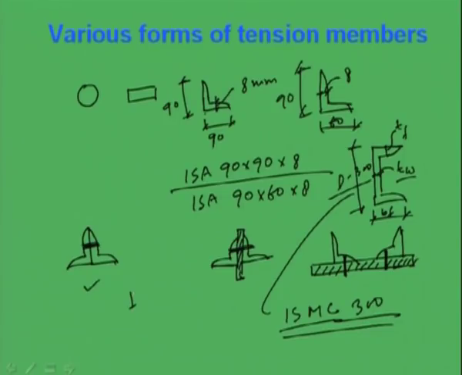So all these things we can find out from the handbook, that is SP6 1984. Now some other sections we can see. Suppose two channels can be placed like this to get a greater area and radius of gyration, so that the section can be made accordingly. So this is another way we can represent it.